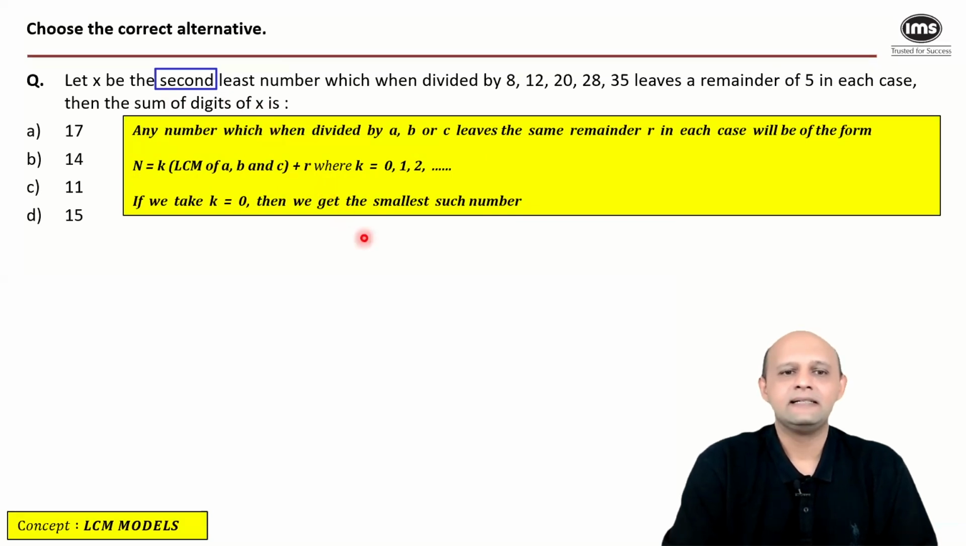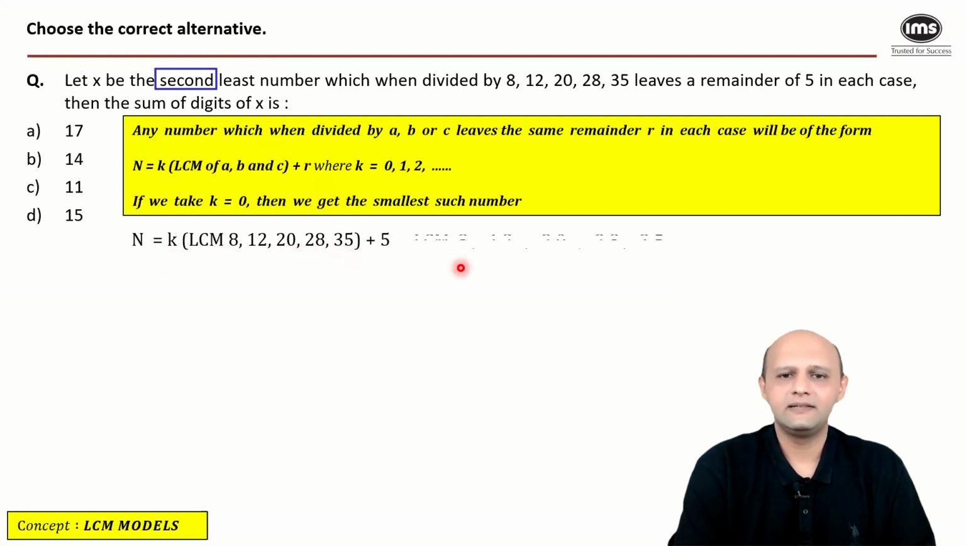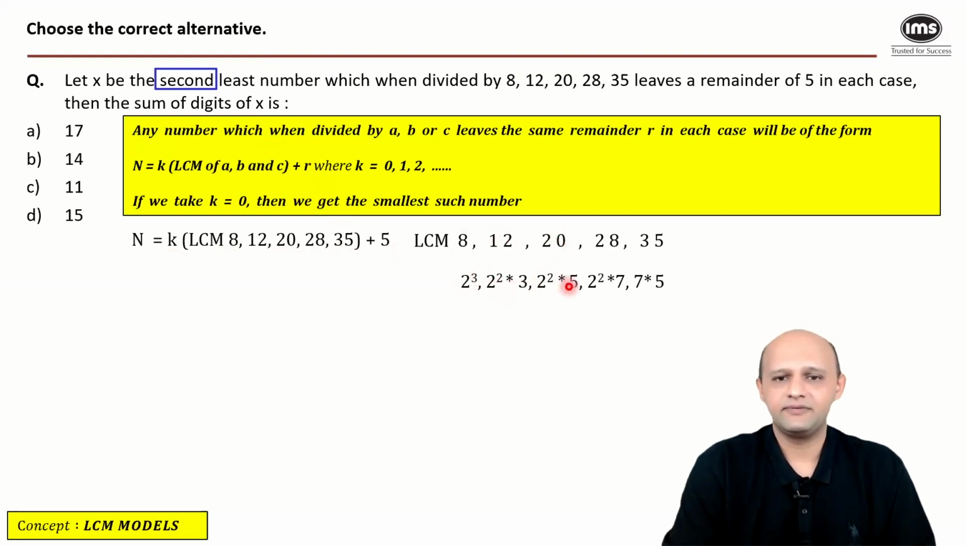Now, calculating the LCM of 8, 12, 20, 28 and 35 should not be a big deal. Prime factorize these: 2 cubed, 2 square times 3, 2 square times 5, 2 square times 7, and 7 into 5. Write down the highest powers of the prime bases. So you have 3, 1, 1, and 1. Therefore, the LCM is 840.